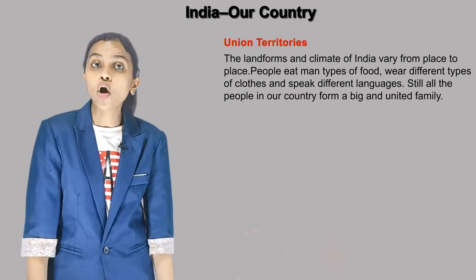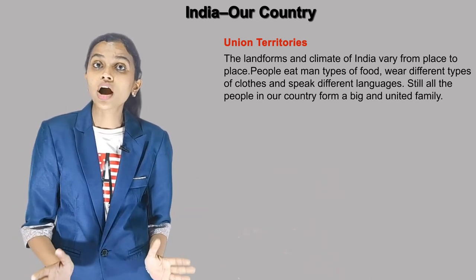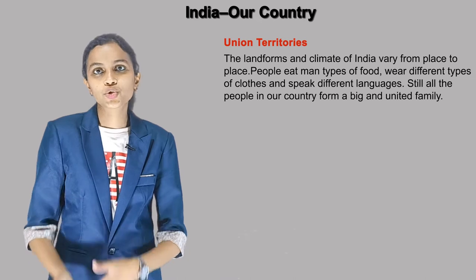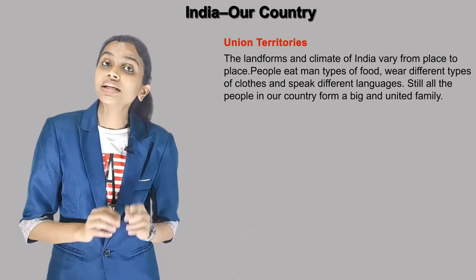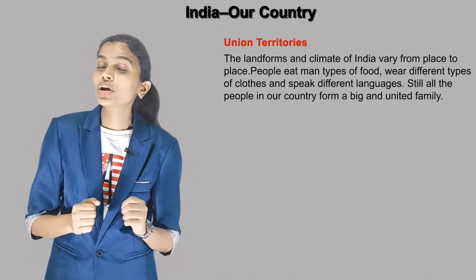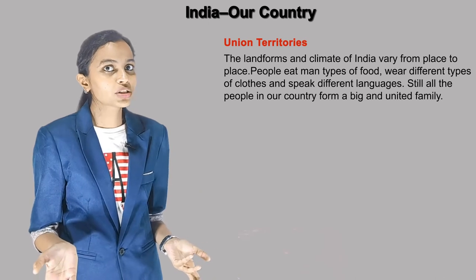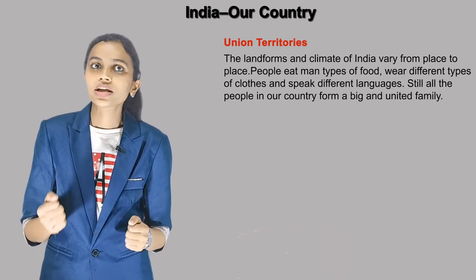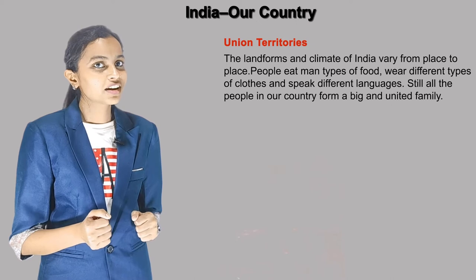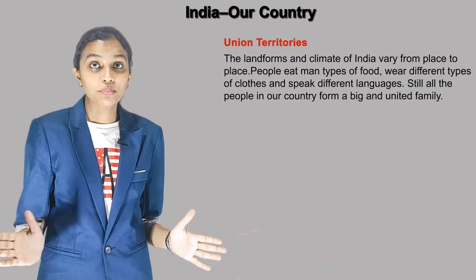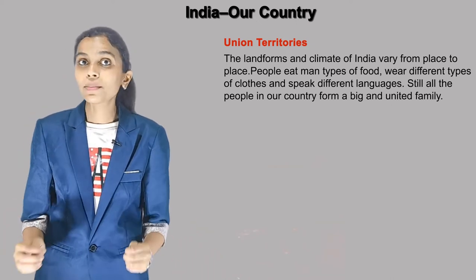The land forms and climate of India vary from place to place. People eat many types of food, wear different types of clothes and speak different languages. Still, all the people in our country form a big and united family.